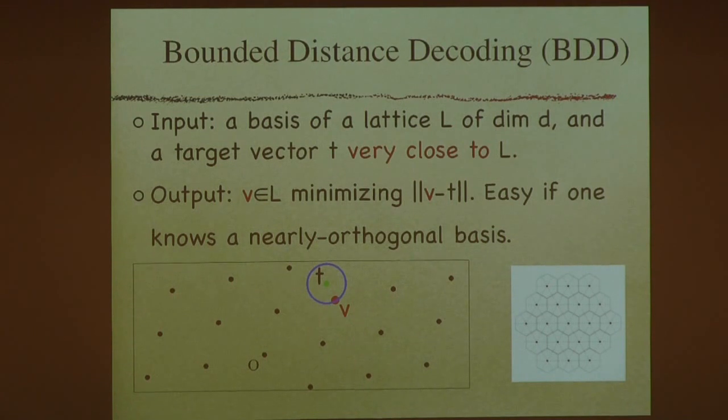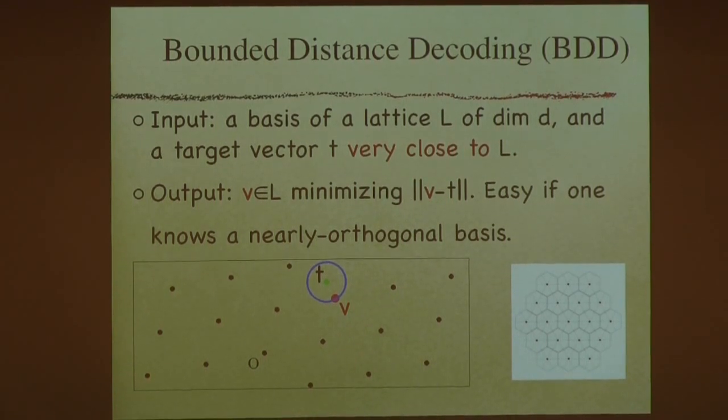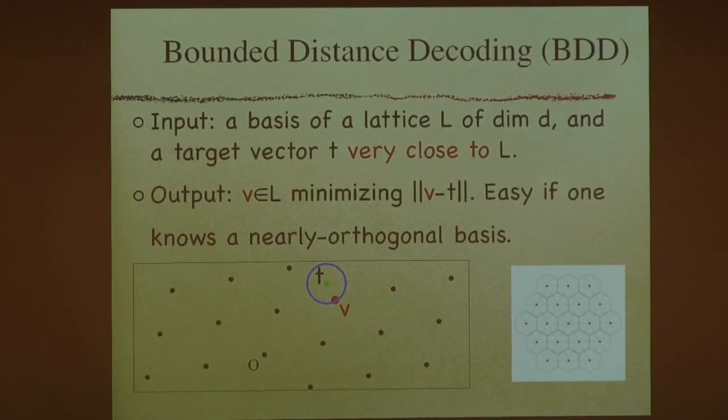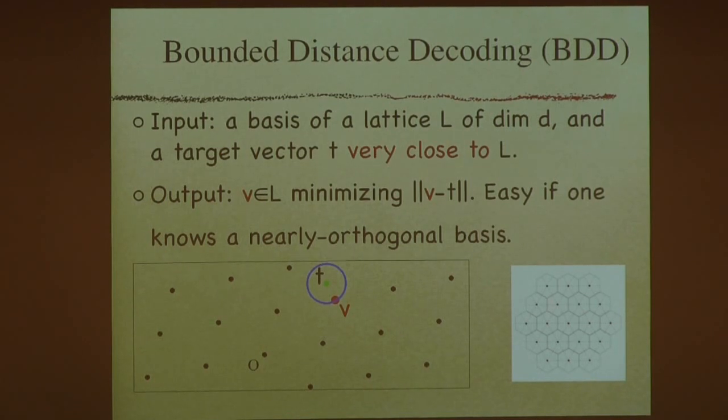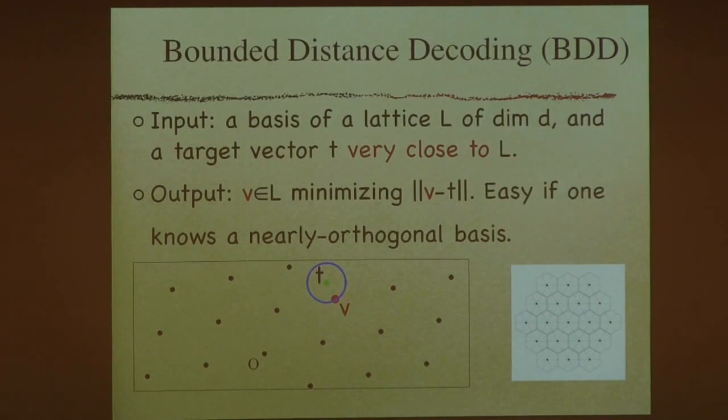So we want to find the closest point once we know that the target is very close to the lattice. Behind it, there's the Voronoi cell. The Voronoi cell will tell you which lattice point is the closest. So in bounded distance decoding, we're not everywhere. We're only very inside a Voronoi cell. And by this picture, you can easily believe that this problem becomes easy if one knows somehow a nearly orthogonal basis, by either building the lattice beforehand or computing it. Okay, so that's my core problem.